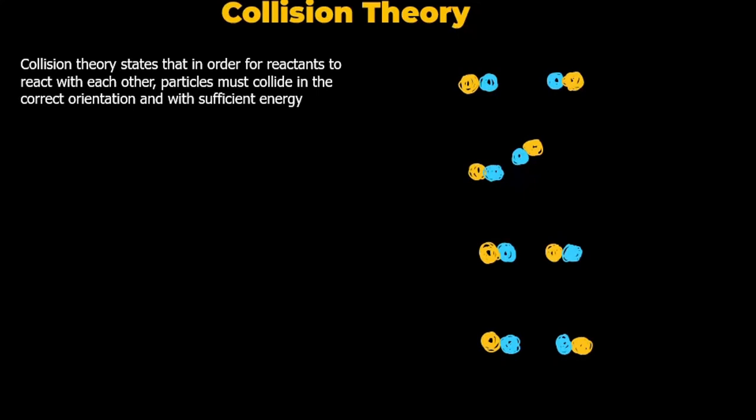Collision theory. Collision theory states that in order for reactants to react with each other, particles must collide in the correct orientation and with sufficient energy. So there are two things that we need to take note of. The first one is correct orientation. So one, we need correct orientation. And two, the particles must have sufficient energy.